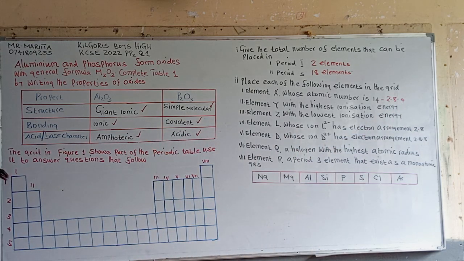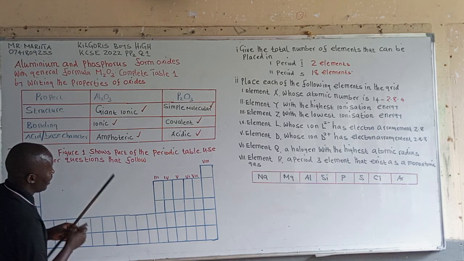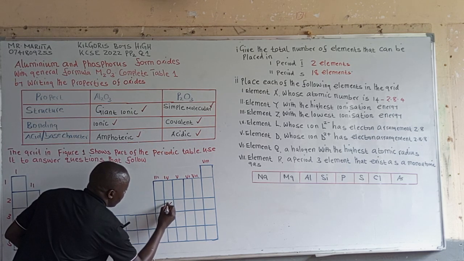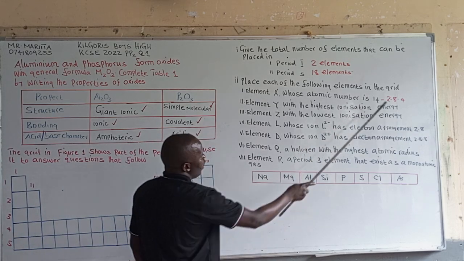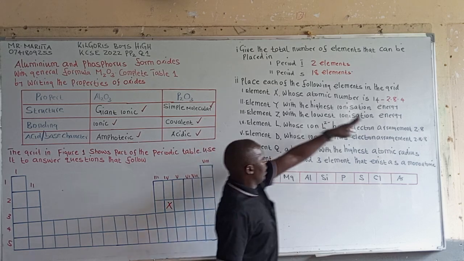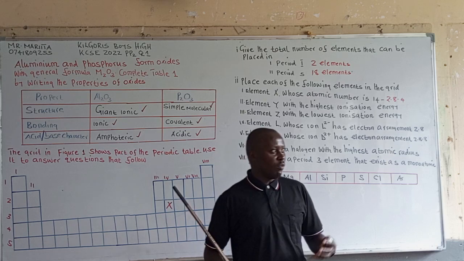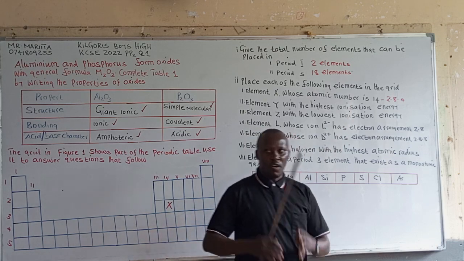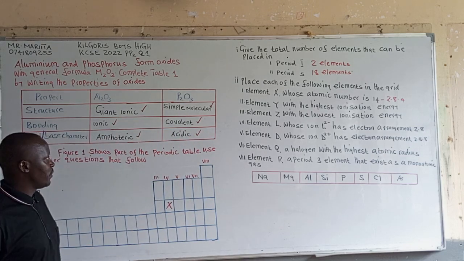In period 3, we have 1, 2, 3. This is our period 3. Then we go to group 4. Group 4, you can count: this is group 1, 2, 3, 4. So element X can just be placed there. Because it has atomic number 14, you write the electronic configuration. The outermost number of electrons gives the group position of the element in the grid, and the number of energy levels occupied gives the period position of that element in the grid.